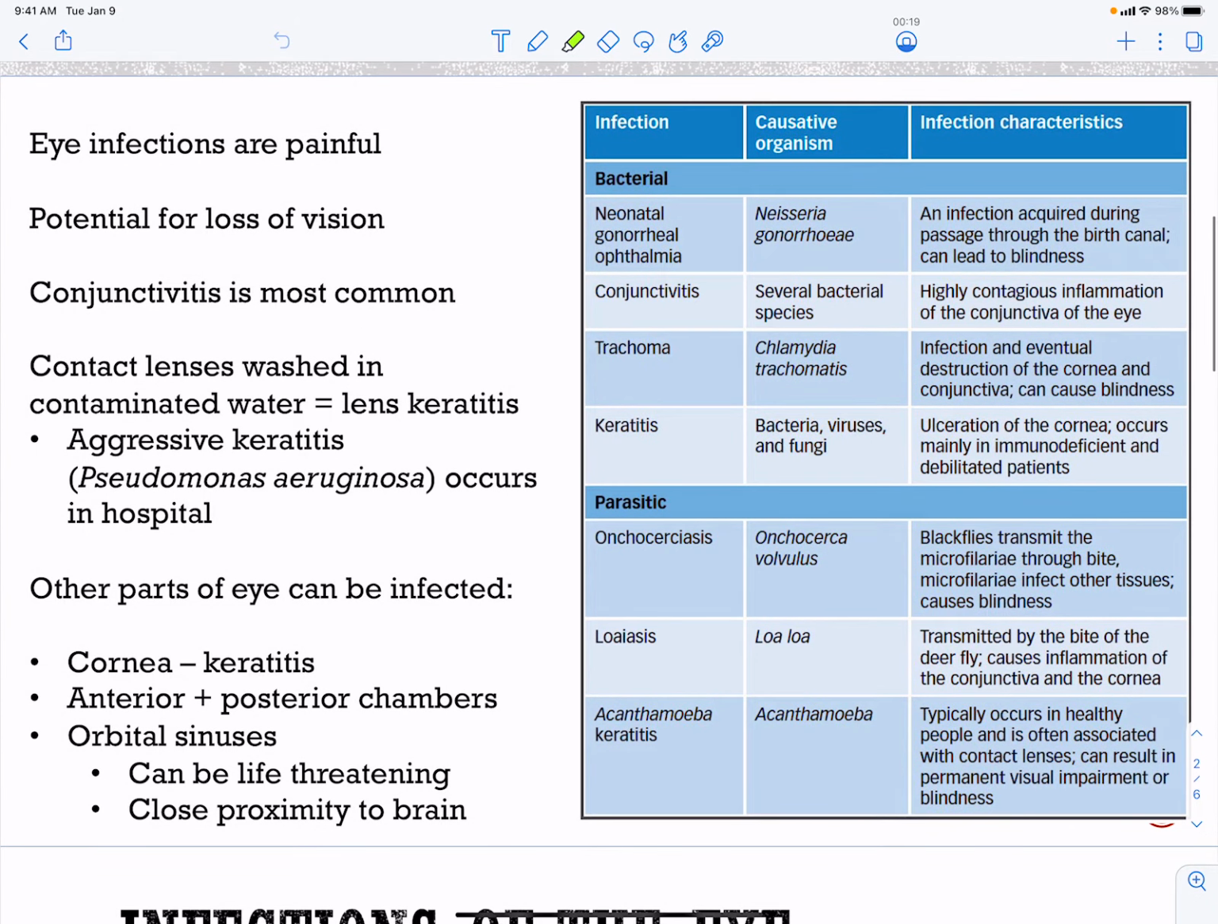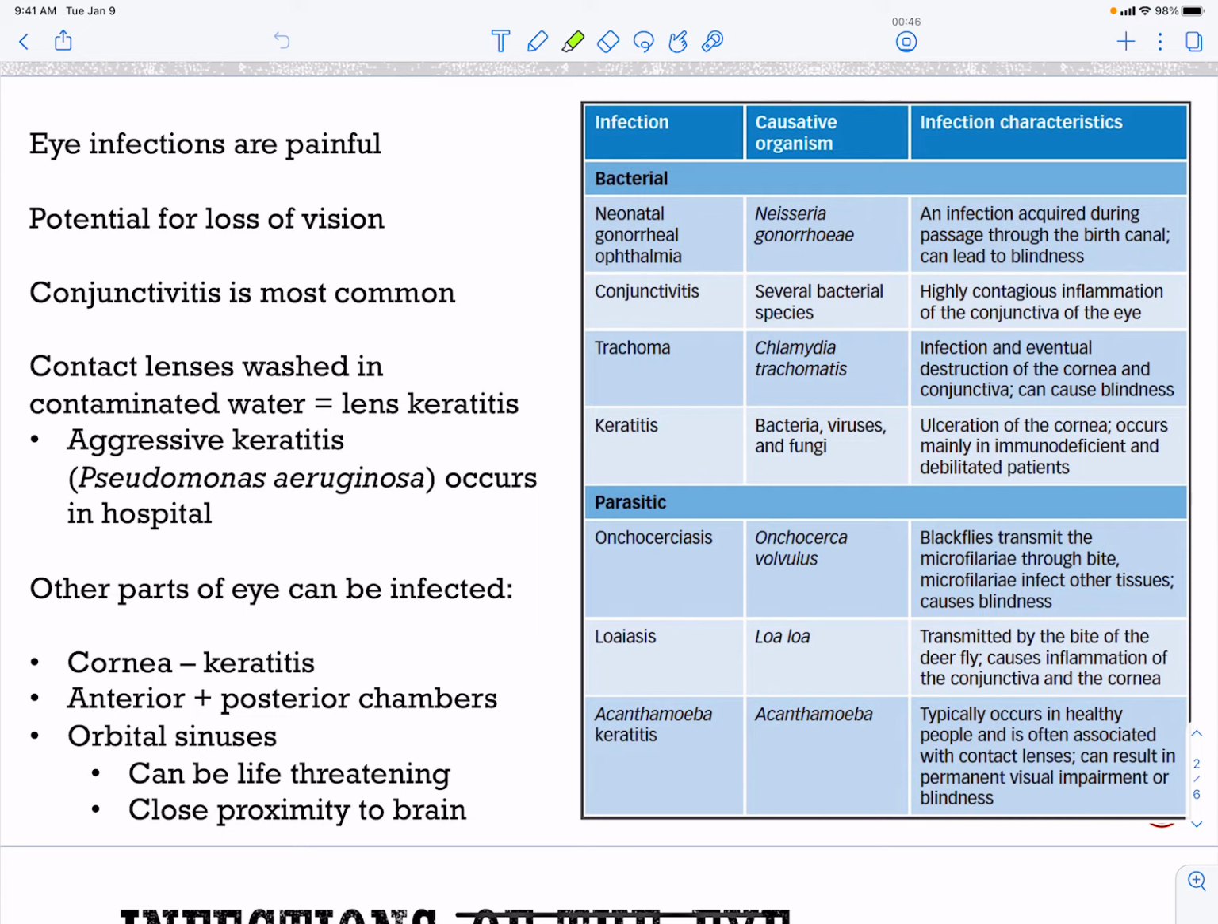So just keep in mind that the eye is very protected from your immune system. It's a privileged site. And so an infection of the eye can be very, very dangerous because now you are bringing in your immune system when normally you would want to keep them out. You don't want the immune system to damage your eye. The eye infections are going to be very painful, and there's always going to be a potential loss of vision.